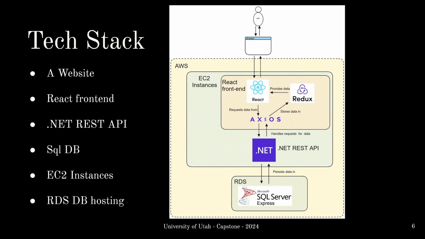Omniscript is a website, as seen in the previous tech demo. It uses a React front end that connects to a .NET REST API, and the .NET REST API connects to an SQL database to persist the data. The front end and .NET are both hosted on separate EC2 instances on AWS, and the database is hosted via RDS, again on AWS.